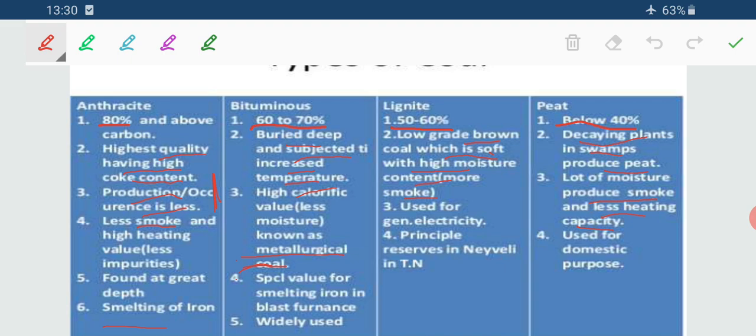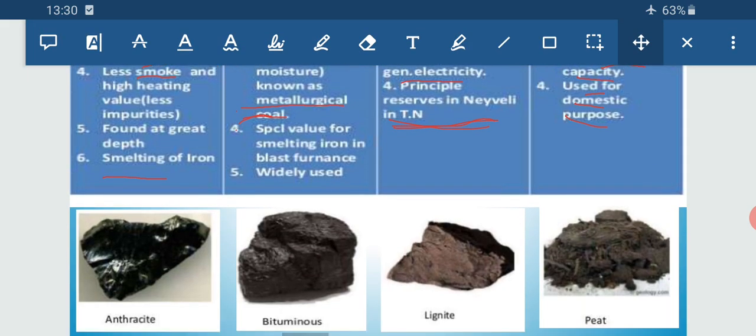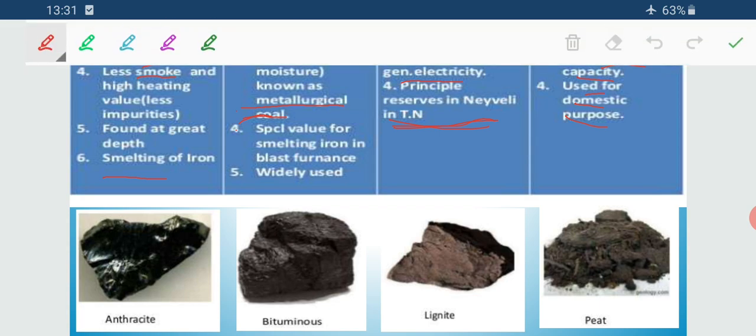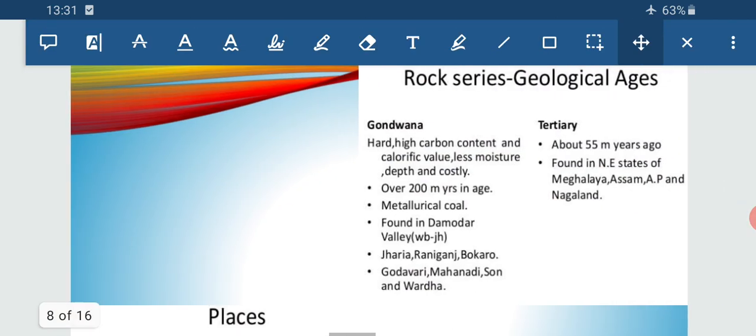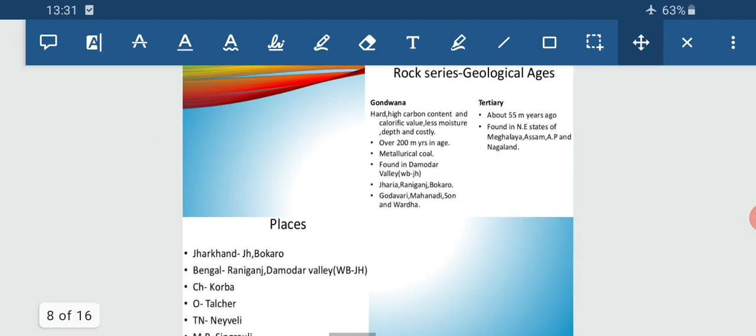Lignite is there to generate electricity, and peat is basically for the domestic purpose. So hopefully the 4 categories of the coal with its properties is clear to each and every student. Now you can see the picture of these 4 types of the coal. First is anthracite, bituminous, lignite and peat. Now let us move to the distribution of the coal.